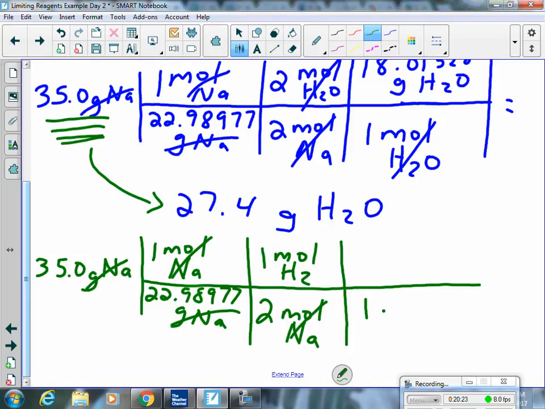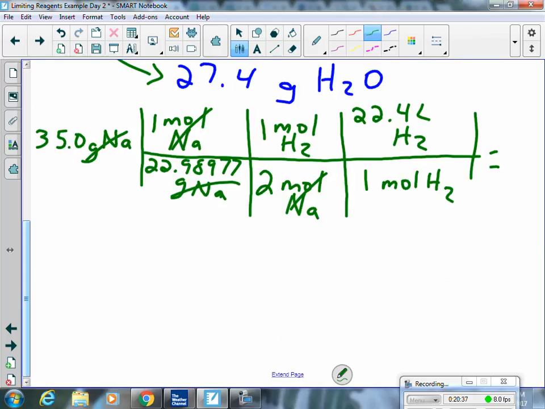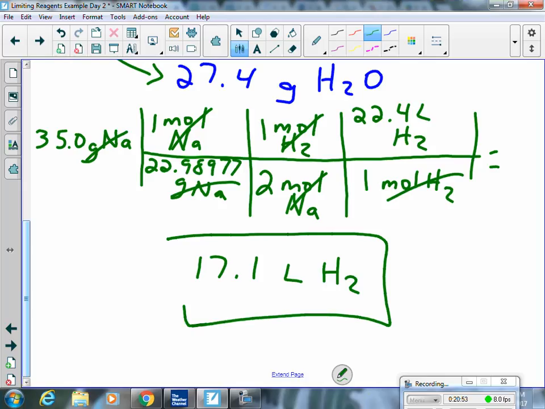And then finally I need to take it back into, well, I'm not going to take it back into a mass. I'm going to take it to a volume. So when I come up with my answer, with all my cancellations, I'm going to get my final label to be liters of hydrogen gas. Is that what I wanted? Absolutely. So when I do my math, I'm going to come up with 17.1 liters. Final answer.